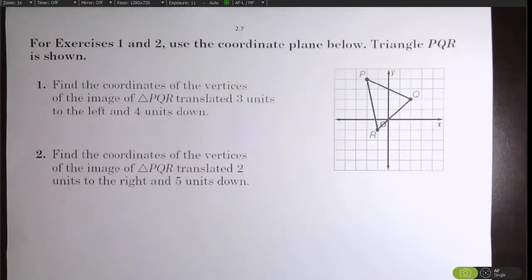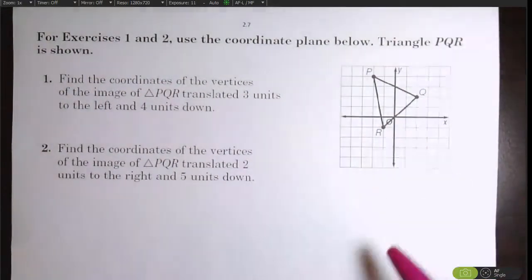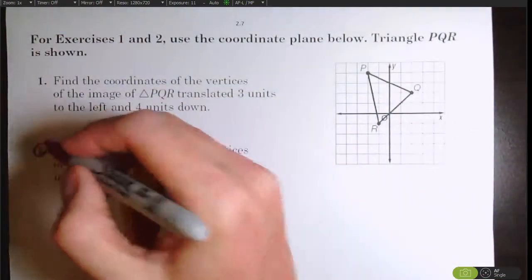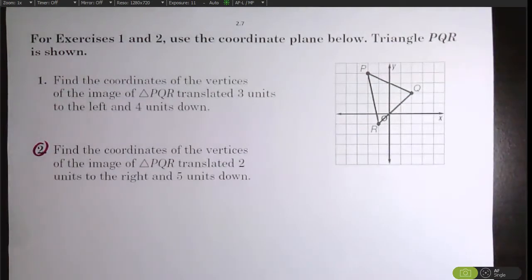Okay, so here's the video for section 2.7. I've got 2 problems here, but that's just because I had to fit in the thing. I'm only going to do number 2 because I don't care to mess with the rest of it.